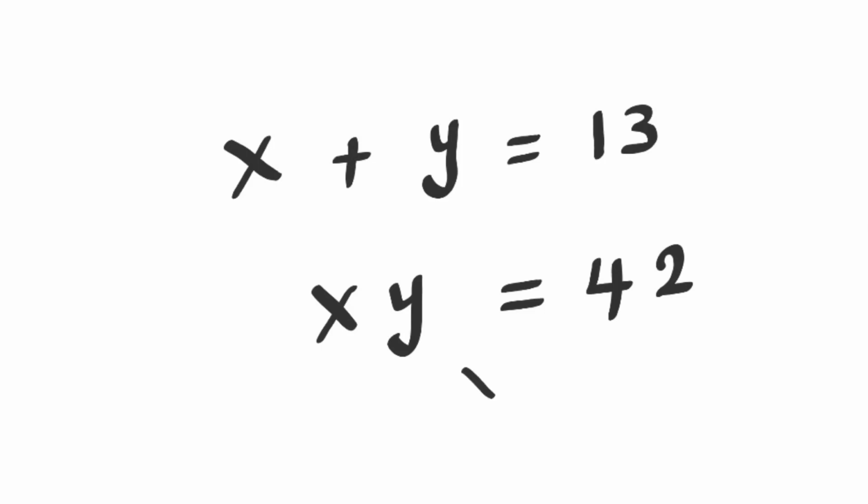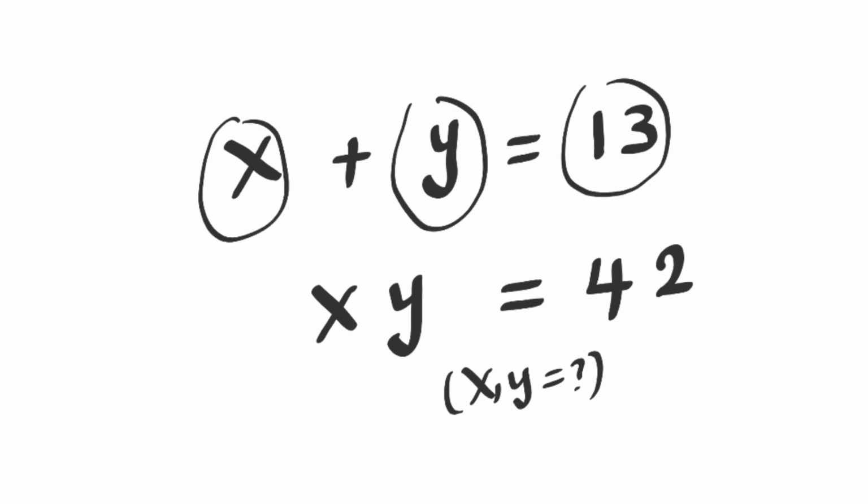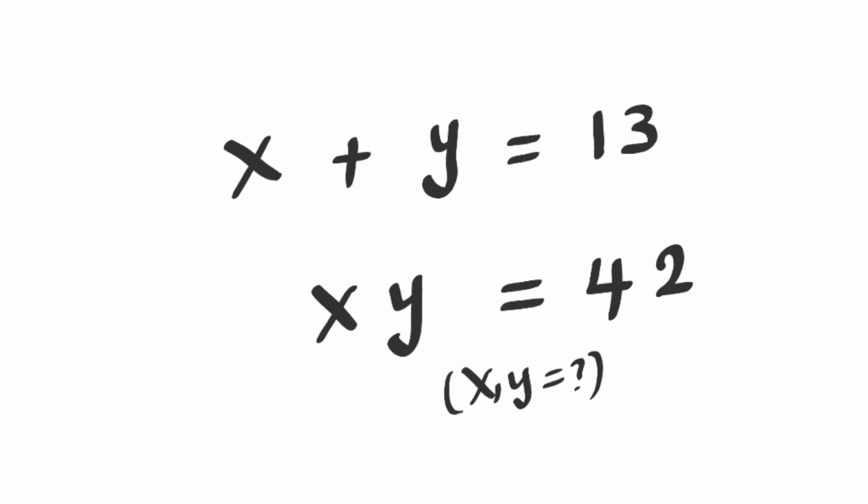Let us solve for x and y given x plus y is equal to 13, xy is equal to 42. x plus y is equal to 13, let us call this equation 1. xy is equal to 42, let us call this equation 2.